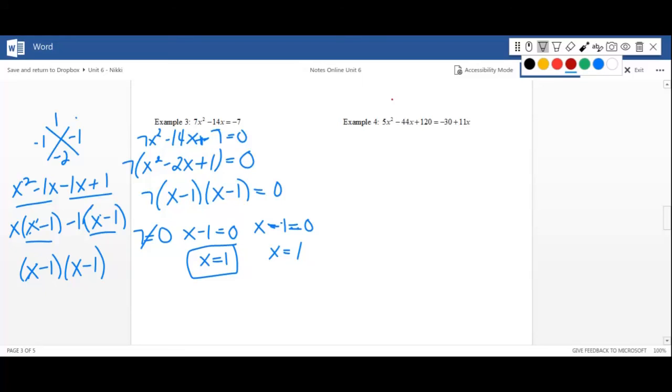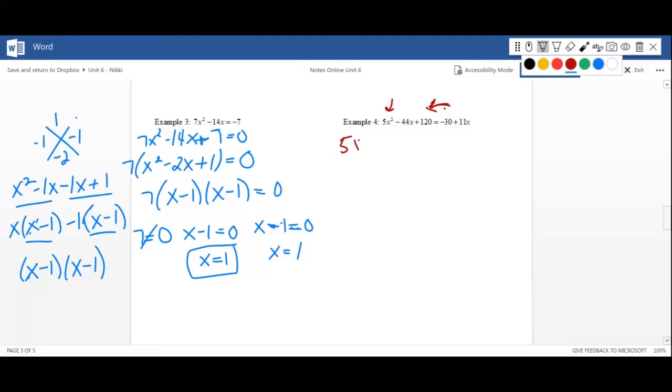Now, example 4. In this case, this is more so talking about the tip here. You want to be careful about which way you're moving things around. I want to keep this 5x squared positive, so I'm going to bring these two terms to the left. And as we continue to do more problems in the later lessons, you're going to see this style of questioning where there's things all over the place and you've got to pick a side to bring everything to. So in this case, I'm going to add over the 30 and subtract over the 11x and rewrite.